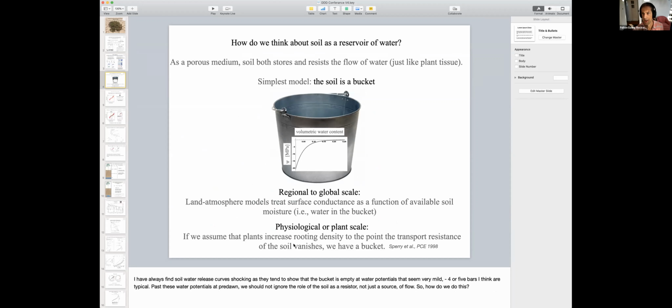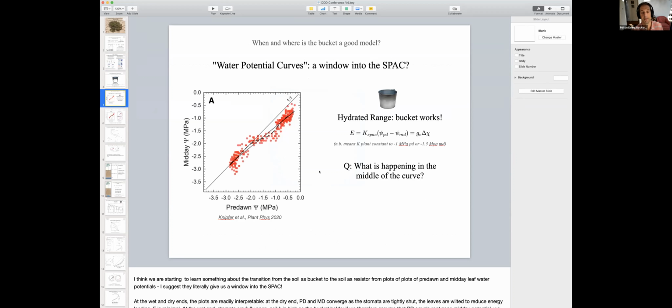And at the physiological scale, they became very popular when we were all super interested in variable stem hydraulics due to things like cavitation. So Sperry really popularized this. I know Carminati has talked about this, so I won't belabor the point, but there's an idea that if plants maybe increase their rooting density to the point where they can access every soil grain and suck the water off it, and water never has to actually flow through the soil, so the soil as a resistor doesn't exist, it's just a bucket. Okay.